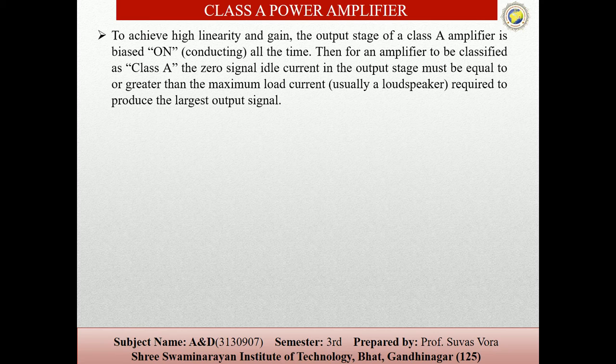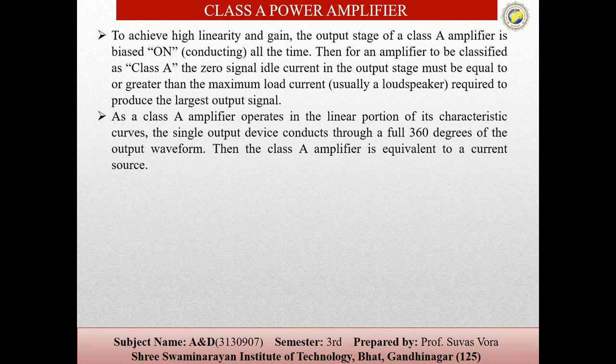In a class A amplifier, to achieve high linearity and gain, the output stage is based on devices conducting at all times. For the amplifier to be classified as class A, the zero signal idle current in the output stage must be equal to or greater than the maximum load current. So the class A amplifier operates in the linear portion of the characteristic curves, and the single output device conducts through the full 360 degrees of the output waveform.